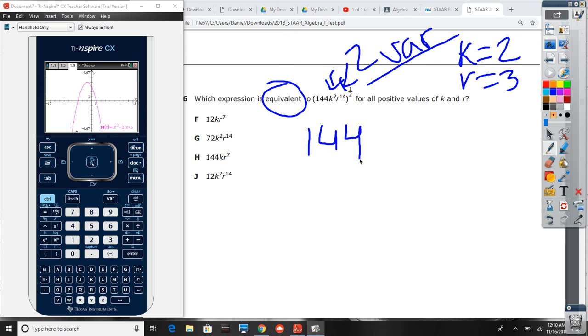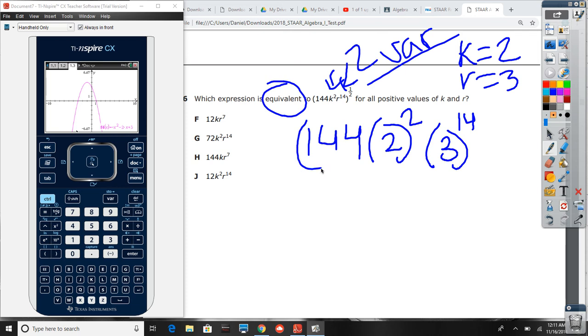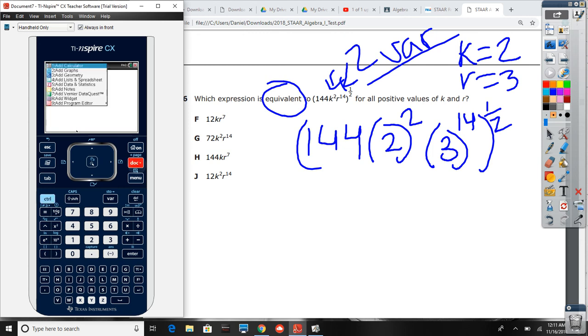144 parentheses 2, I'm replacing the k with a 2, squared, parentheses, I'm replacing the r, the 3, to the 14, right? And all of that is to the 1/2 power. Okay, now I'm gonna get a number for that. I could do it the same way we did it yesterday, where you match to see if they're equal, but there's just so many ways to do it. I'm going to do it this way and just help you out.